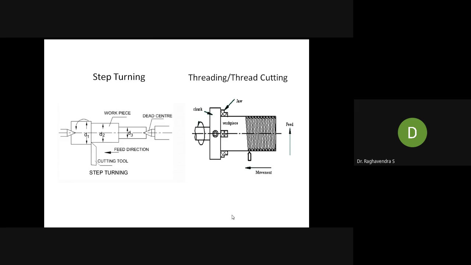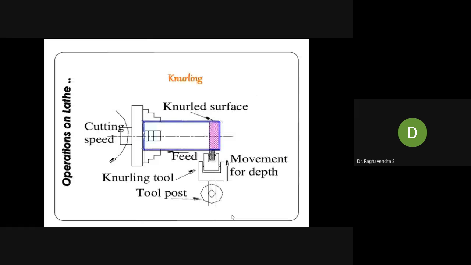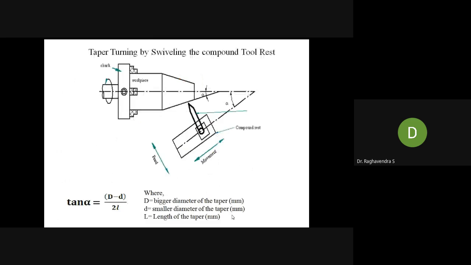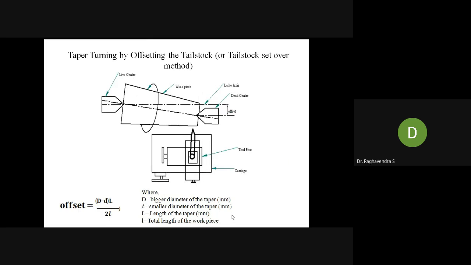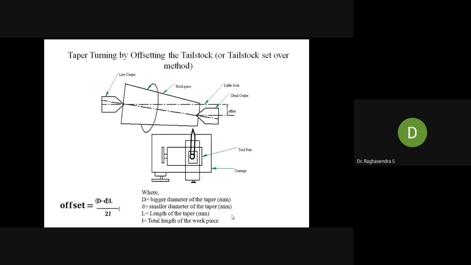Knurling, making the surface rough. Drilling, making a hole inside the workpiece. Taper turning can be done by many methods. One is swiveling the compound rest, meaning turning the tool post to a particular angle and setting the angle. Another is rotating the workpiece itself, keeping the tool straight. Whereas in the previous method the workpiece is straight and the tool is inclined.